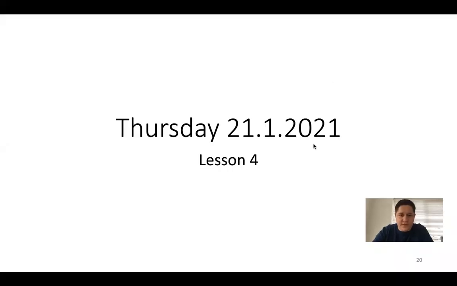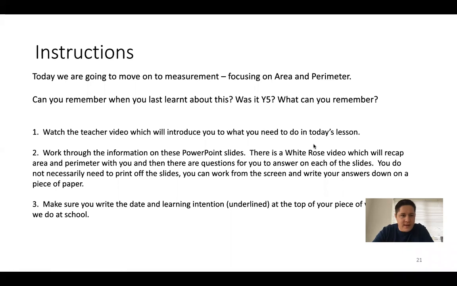Okay, so this is for Thursday. Today we're going to move on from our measurements, where we've been focusing on converting units and choosing the most appropriate, onto area and perimeter. Can you remember when you last learnt about that? Was it in Year Five? Is it something you only did a little bit of in Year Five because you were learning at home? What can you remember? The first thing you might want to do is write everything down that you can remember about area and perimeter.